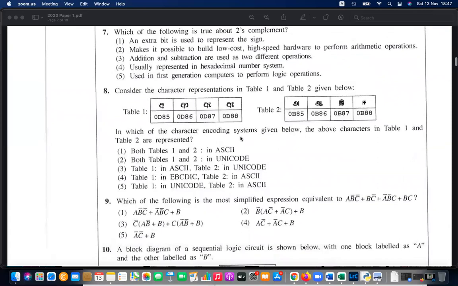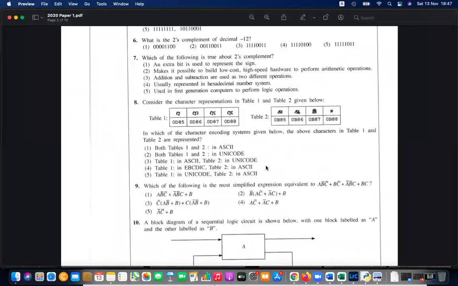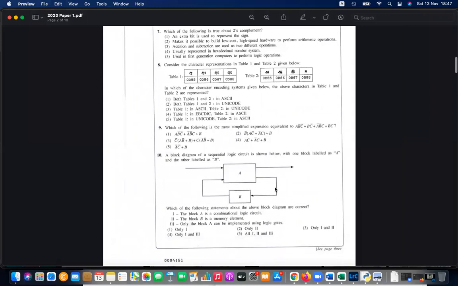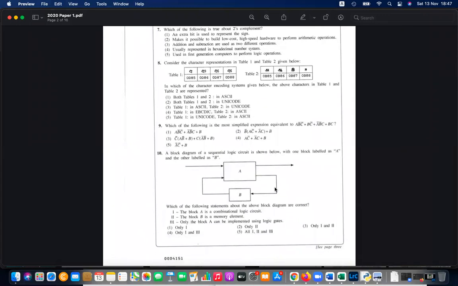Let's go to the next set of questions. Question numbers 7, 8, 9, and 10.